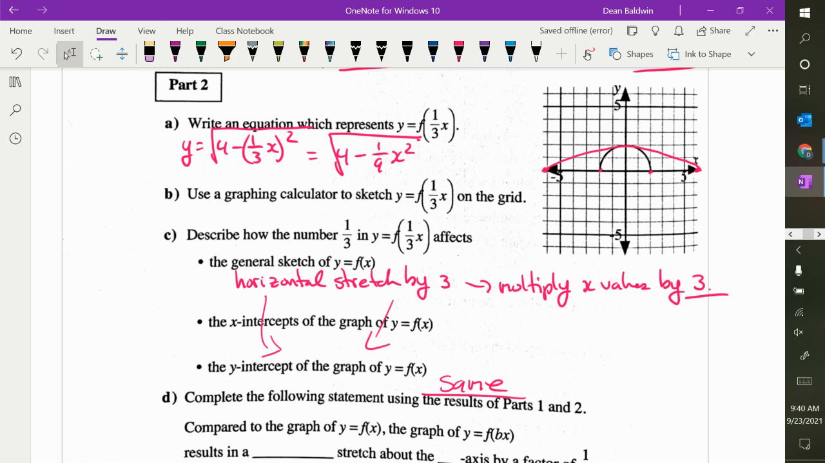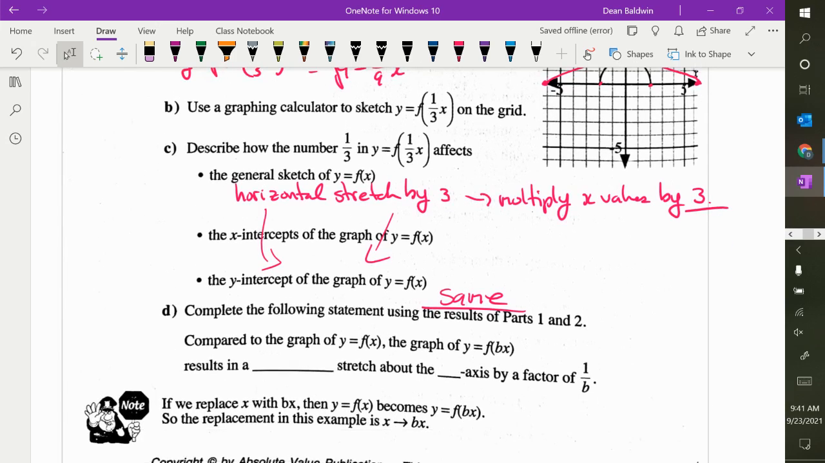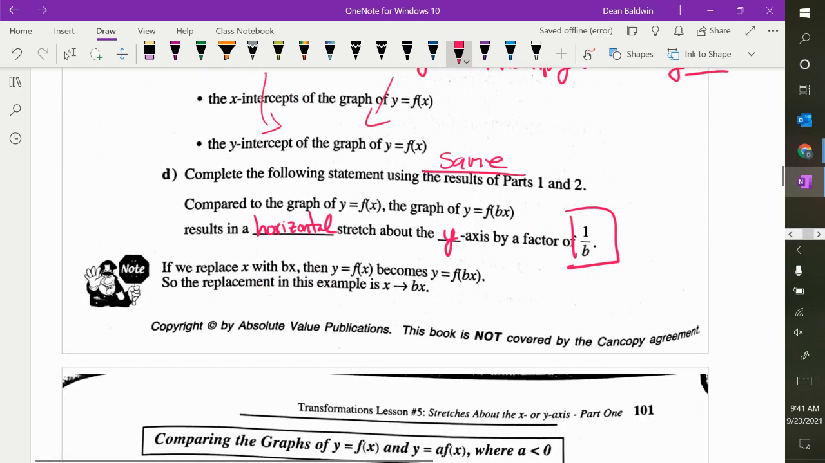Okay? So, to sum this up, what does the b value do? Let's talk about that. It changes the x. We said it was a vertical stretch for the a, so the b is going to be a horizontal stretch about the y-axis. I don't really care about that part. This is the key factor here, this little thing at the bottom: by a factor of 1 over b. Whatever your b value is, take the reciprocal of it, or flip it. That is what you multiply by. Okay?